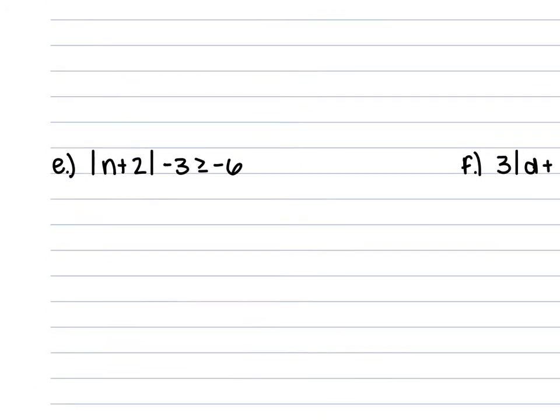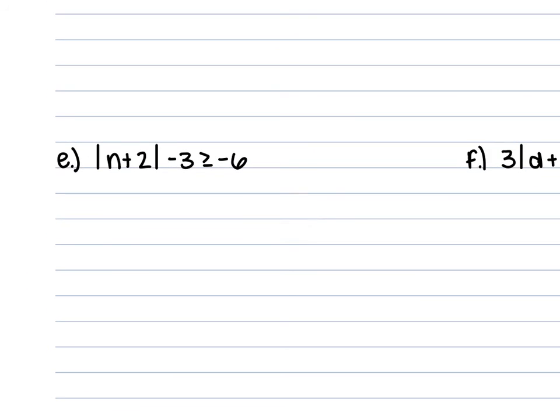For example, E, we have the absolute value of n plus 2 minus 3 is greater than or equal to -6. We're going to start this one by isolating the absolute value. So we just add the 3 to both sides, and we get the absolute value of n plus 2 is greater than or equal to -3.